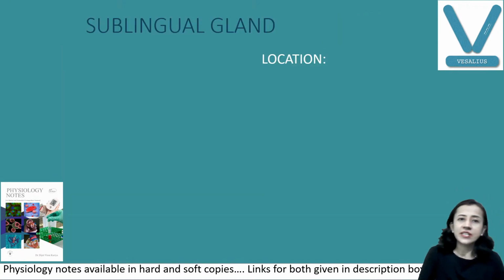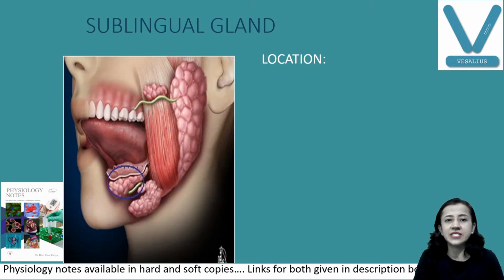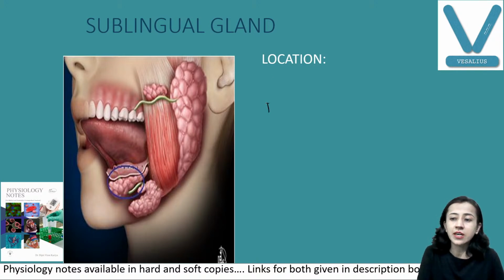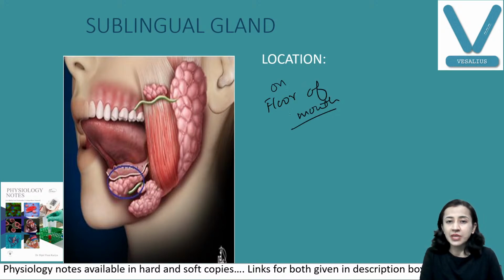Next important gland is the sublingual. The name itself suggests sublingual, present here below the tongue. This is the smallest salivary gland. You can see here, it is present below the tongue, just beneath, sorry, on the floor of the mouth, beneath the tongue.